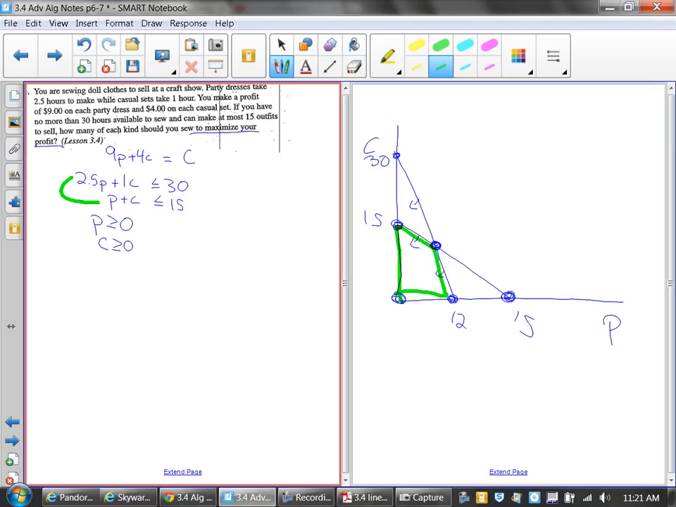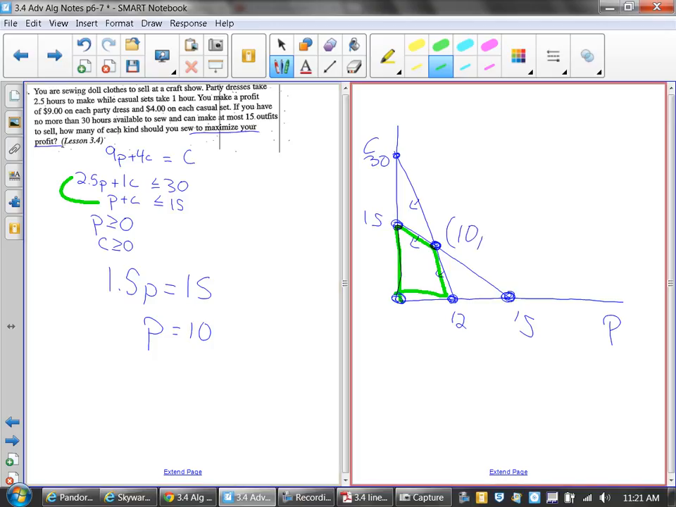So in this case here, I'm going to subtract the two equations. So 2.5 minus 1 gives me 1.5P equals 15. What's the value of P? All I'm doing here, since I have the same coefficient, same sign, I'm subtracting these two equations. So that means my P is 10, C is, well, 10 plus what is 15? I just resubstitute back in, solve it.